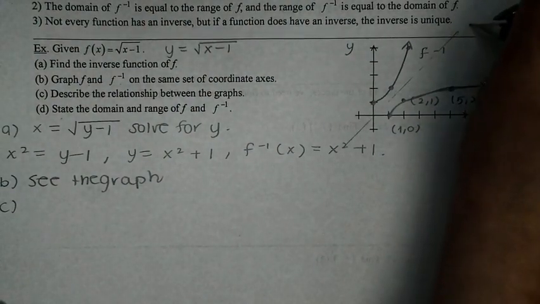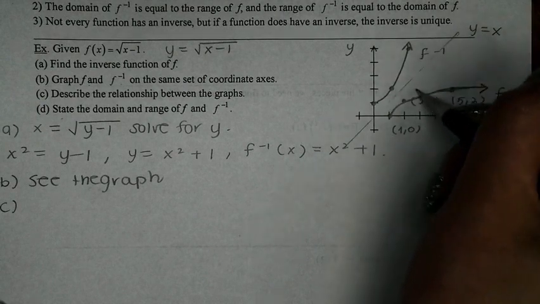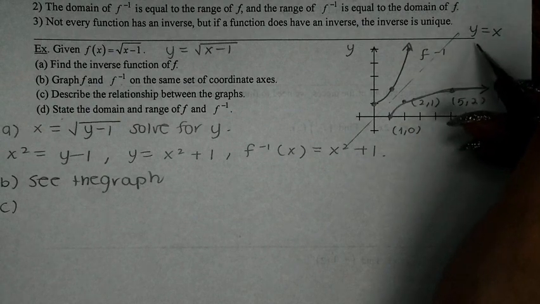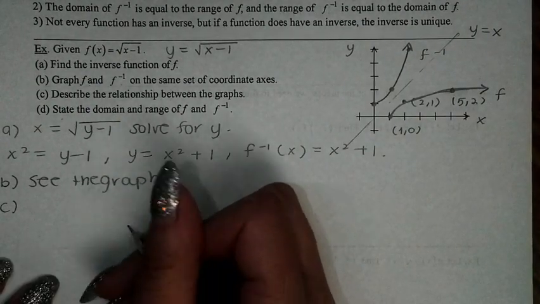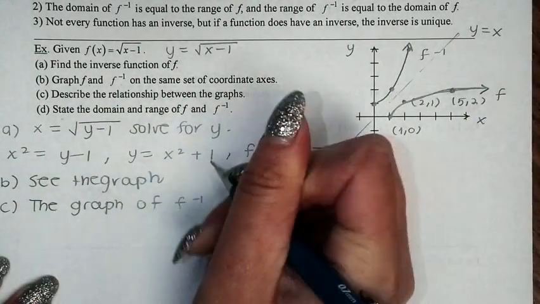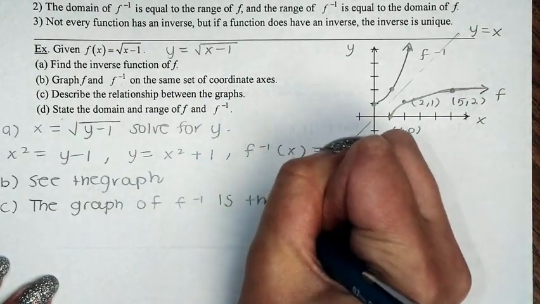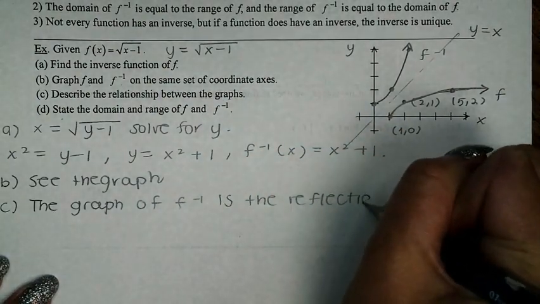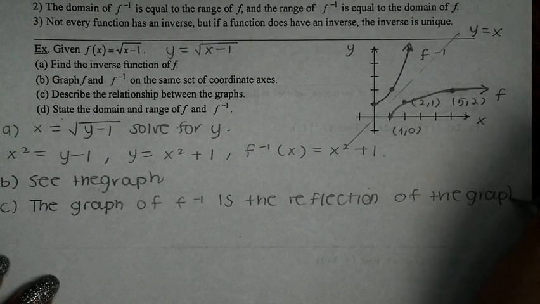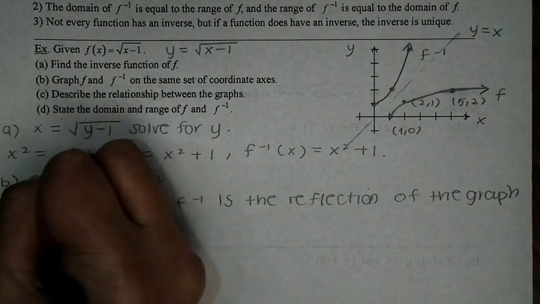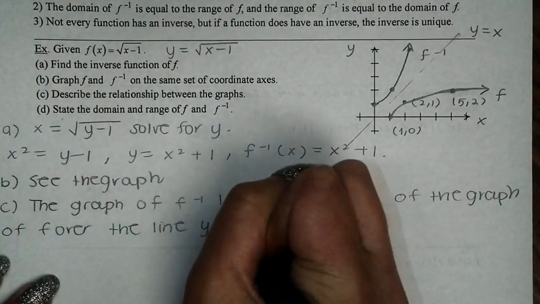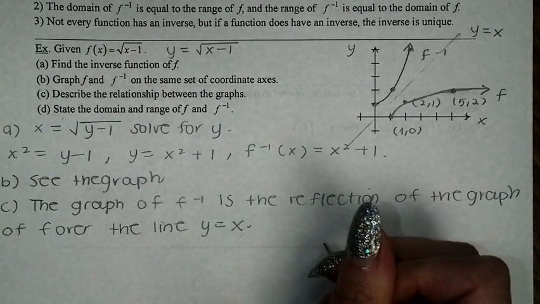Okay, so you have that this is y equals x, so you can see that the inverse is a reflection of the original over the line y equals x. So let's write it down. You can see that the graph of f inverse is the reflection of the graph of f over the line y equals x.